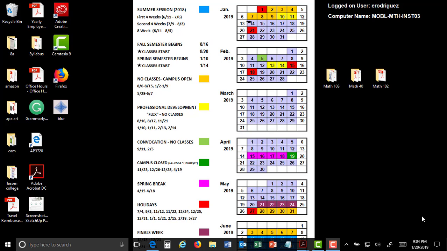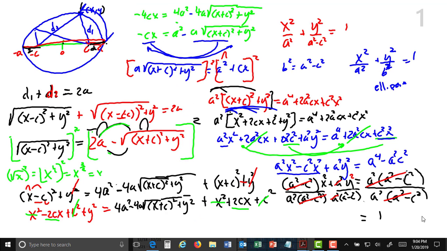So let's do this whiteboard. I want to prove the derived equation for an ellipse, and let's see if I can work this thing out here. Okay. Well, I got some stuff worked here.